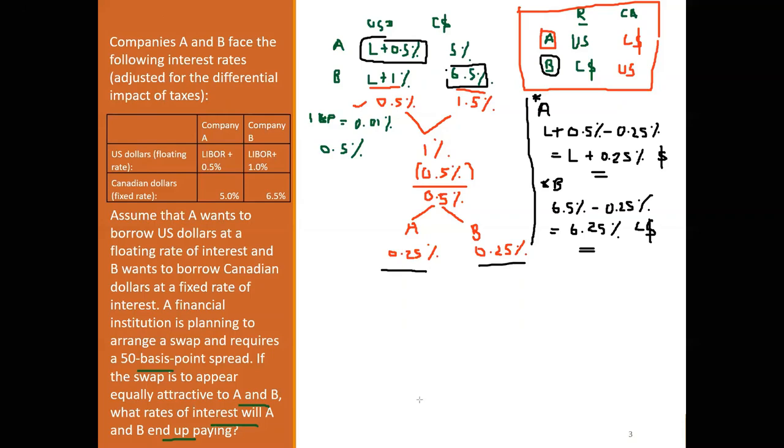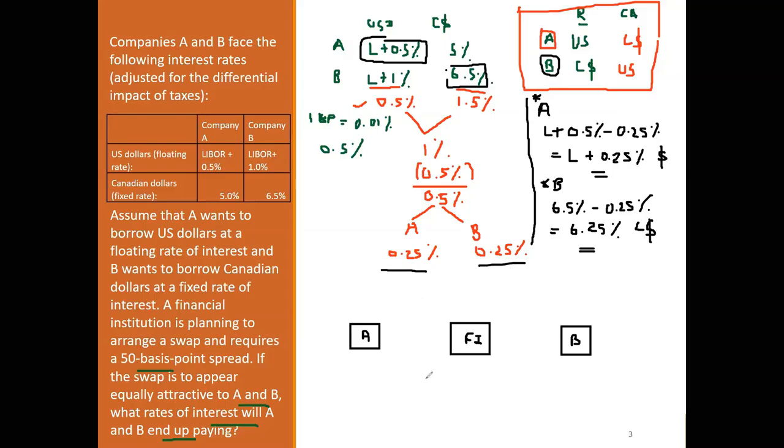So here we have three parties. We have A, we have B, and also we have the financial intermediary. First look at what is the cost of these parties that is paid to the outside or third party from whom they are borrowing.